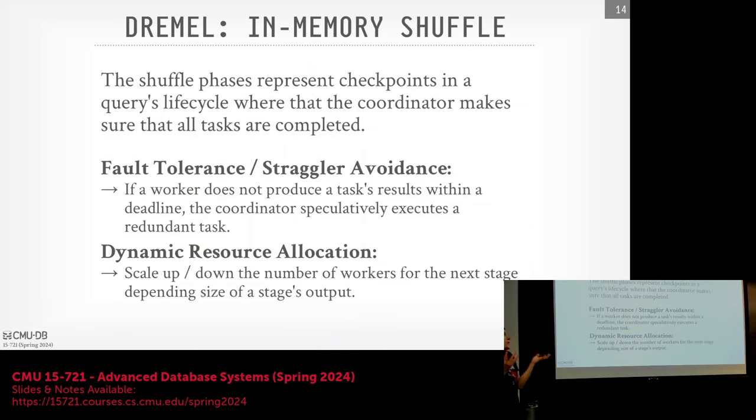So again, the shuffle is basically just like a checkpoint in the query plan. And this part is actually unique to Dremel, because historically, parallel distributed databases didn't do checkpoints, and they weren't fault tolerant within the query itself. Meaning, if I had a 2-hour query that was going to run, and one node happens to die partway through, then the whole query dies, and I got to restart.